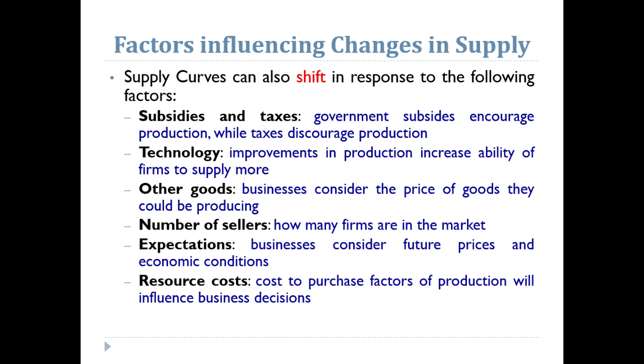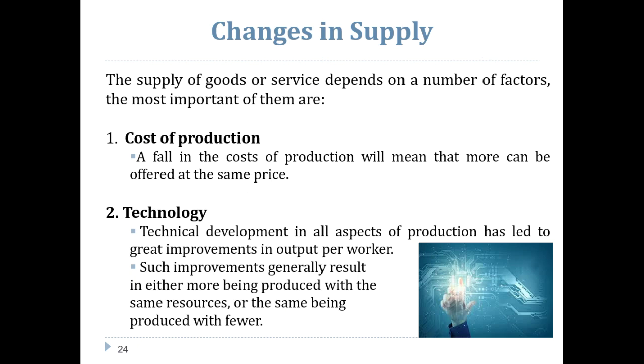Then resource cost or cost of production is another important factor which influences supply. When the cost of production is more, producers will reduce production, right? Cost of production will affect the profit of the firm, right? So resource cost is another important element which influences supply, right? Cost of production, technology, these all things are already explained. If the cost of production is less, firms will be producing more, and if the cost of production is more, firms will be producing less, right?